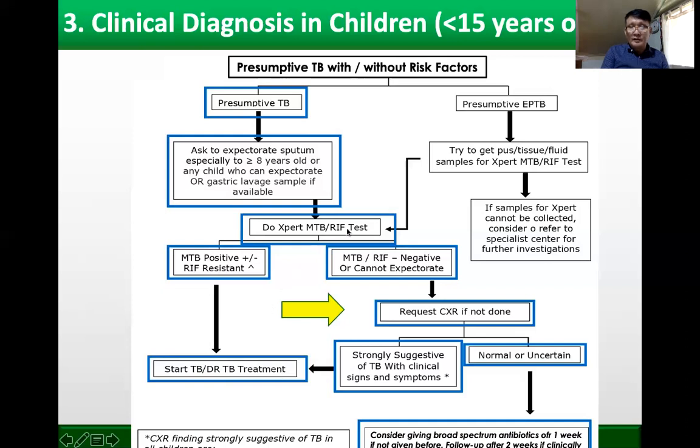Now, if the test turns out to be negative or the child cannot expectorate, that's the time you request a chest X-ray. Now try to check the result of the chest X-ray. If it is strongly suggestive of TB with clinical signs and symptoms, you can now start the treatment for TB.